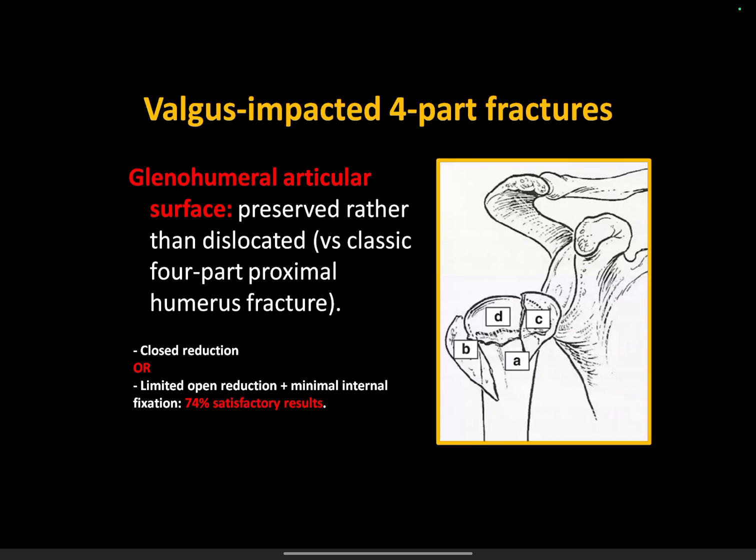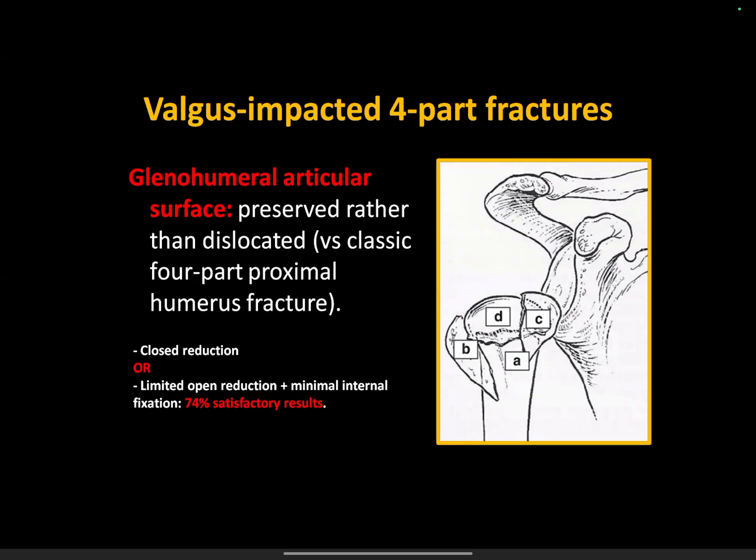All right. Since we're talking about the classic Neer classification four-part fracture, I also have to touch base and talk about the valgus impacted four-part fracture. This is quite different from the classic Neer classification for four-part fracture. In the valgus impacted, usually the glenohumeral articular surface is spared, so it's preserved rather than dislocated, in contrast to the classic four-part proximal humeral fracture. In other words, if there is involvement of the articular surface, this is a higher degree of injury, more severe, with worse prognosis.